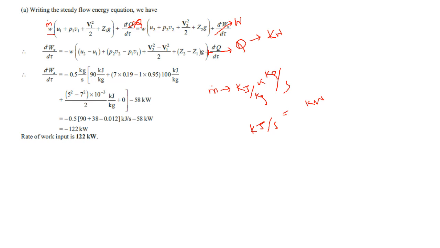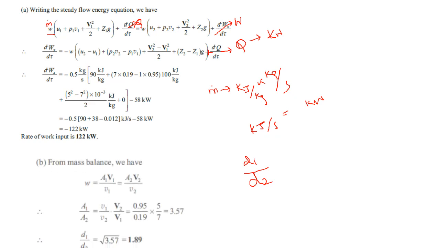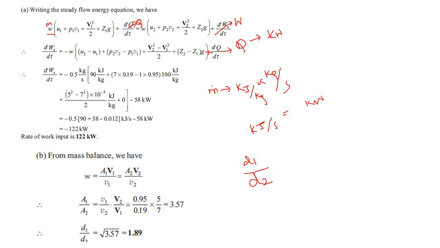Next we have to find the ratio of inlet pipe diameter to outlet pipe diameter. We can calculate this by using conservation of mass. From the mass balance we can write A1 V1 by specific volume at inlet equal to A2 V2 by specific volume at outlet. From this we calculate the ratio of areas, and then from that we can calculate the diameter. All right, I hope you understand this problem. Solve similar problems from PK Nag. Okay, thank you for your time.